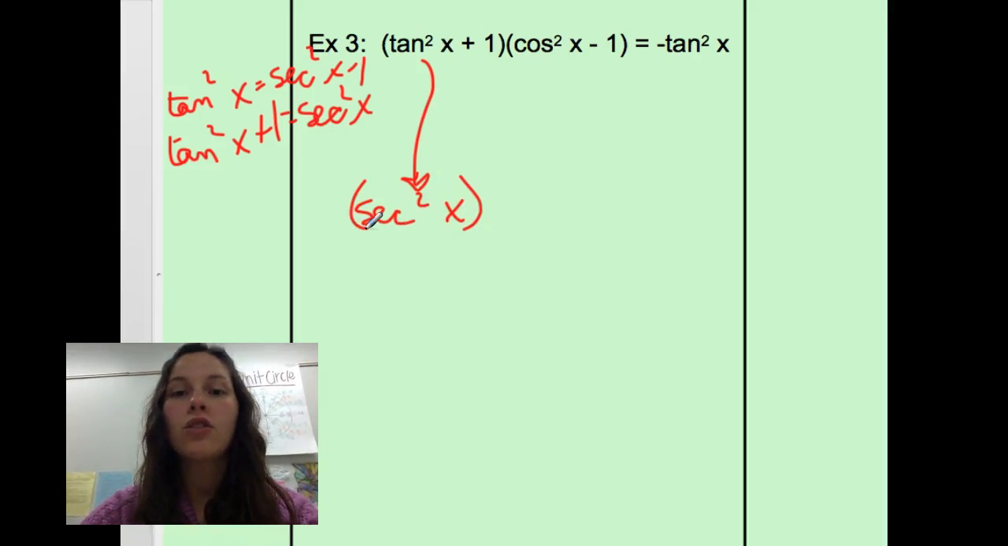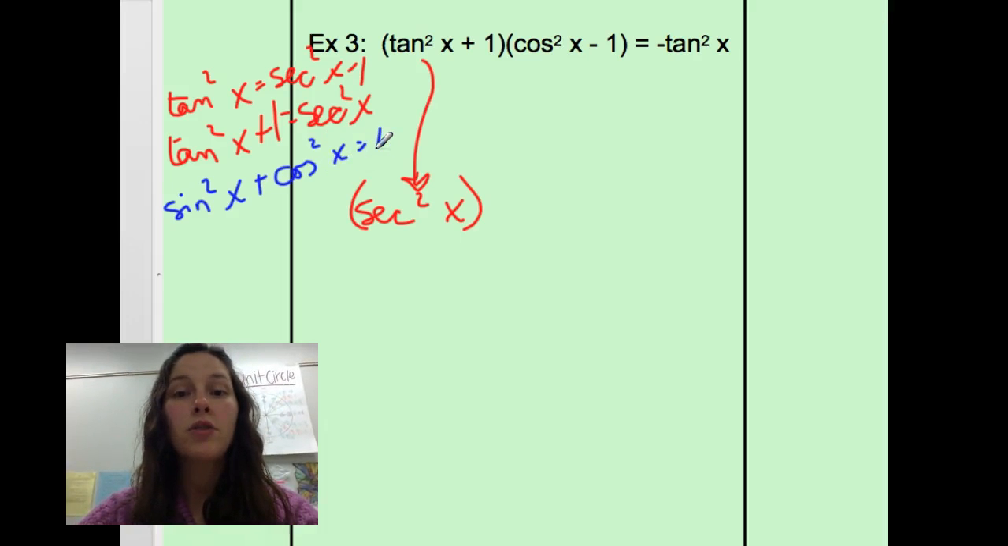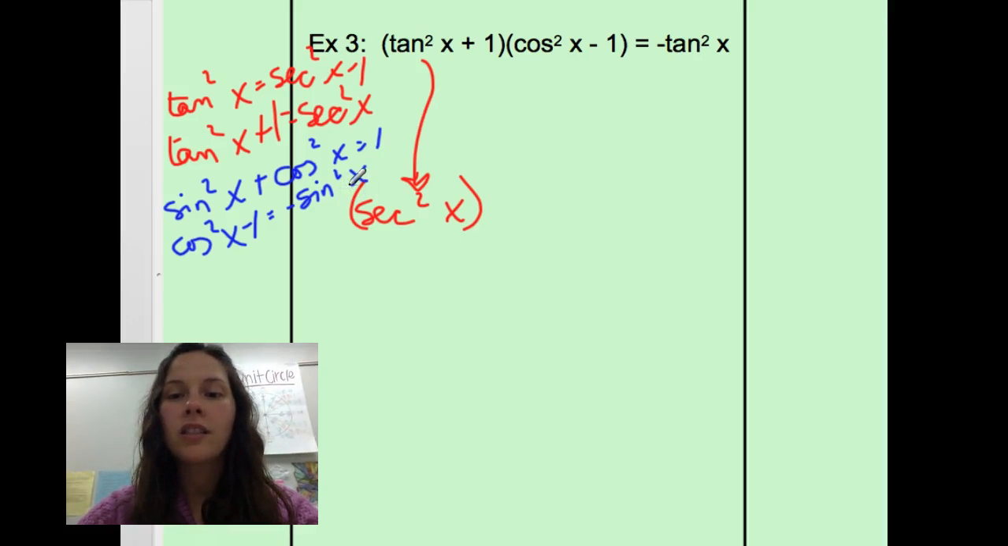The second substitution is that Pythagorean identity with sine squared plus cosine squared equals 1. So if we rewrite this one, solving or subtracting 1 from both sides, we would also have to subtract sine from both sides. So I'm subtracting 1 from both sides and subtracting sine from both sides. So we get cosine squared minus 1 equals negative sine squared. And somehow we'll get this to equal negative tangent squared of x.